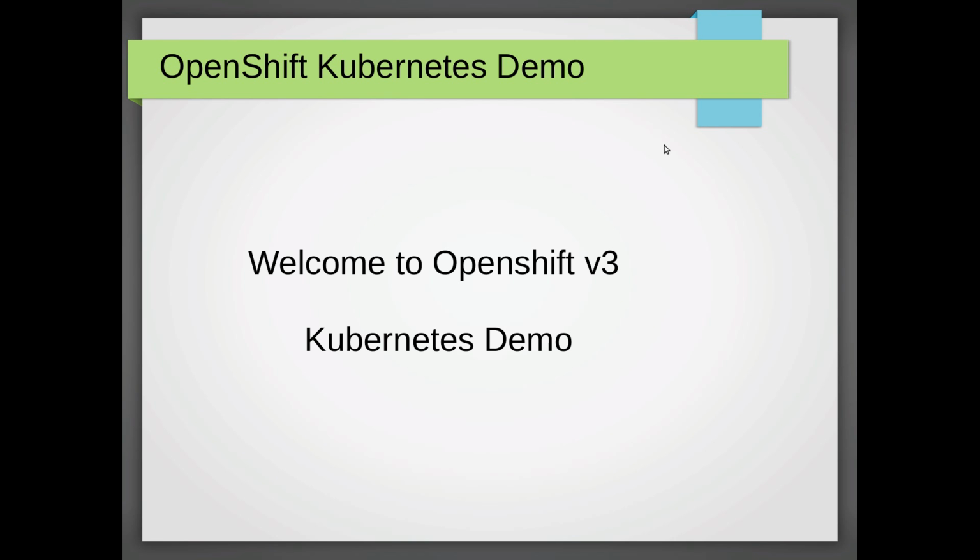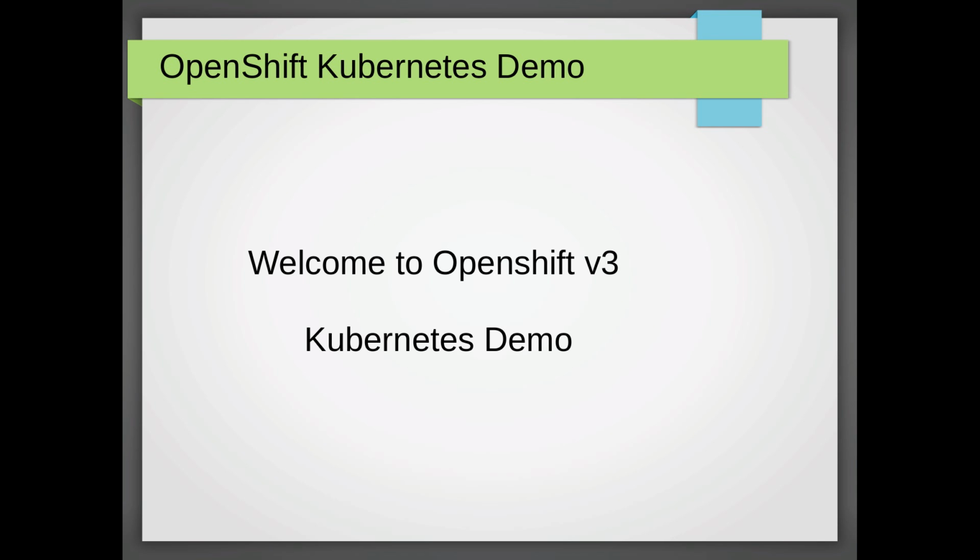Welcome to OpenShift Kubernetes demo part 3. In this video we are going to see how we are going to deploy our own images which are built by OpenShift Build Manager, and how we are going to scale up and scale down. After that we are going to see how we can benchmark the pod to get the number of pods we need to meet our demanded requests.